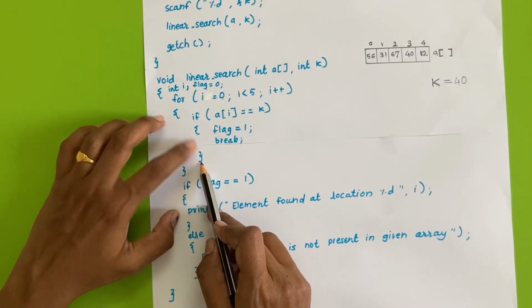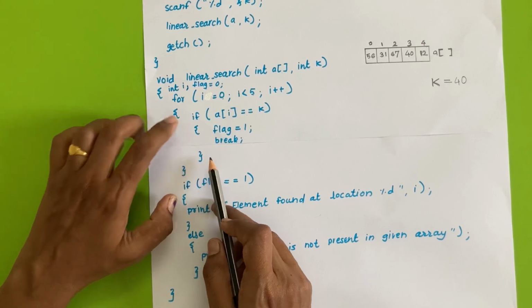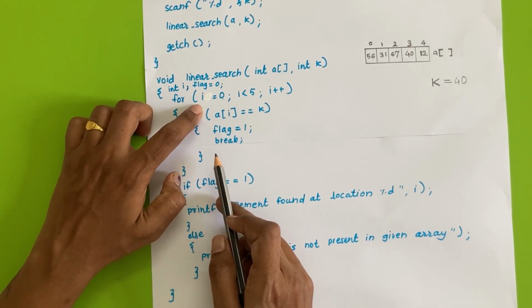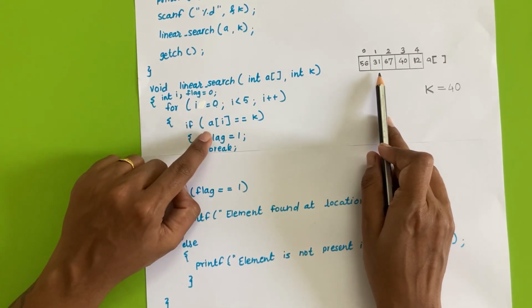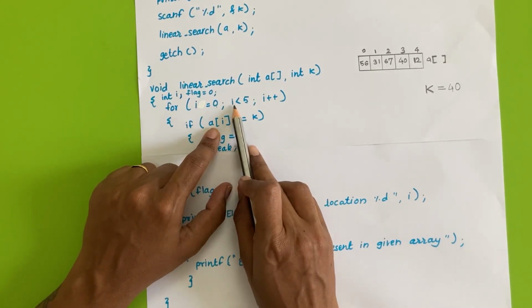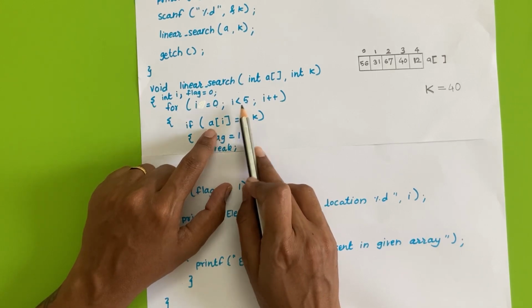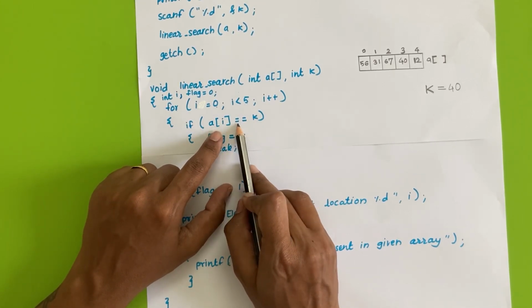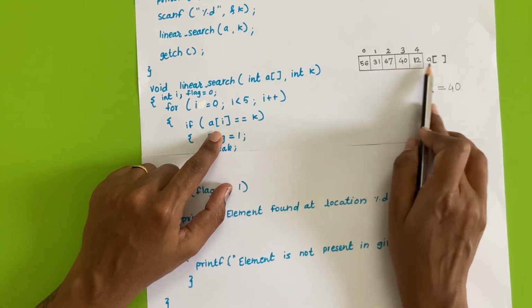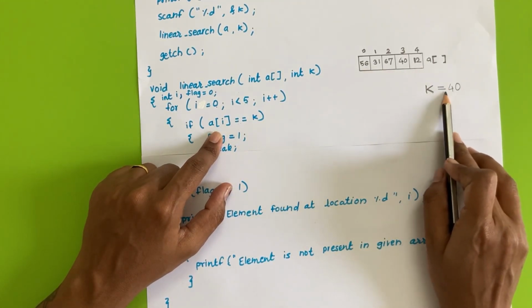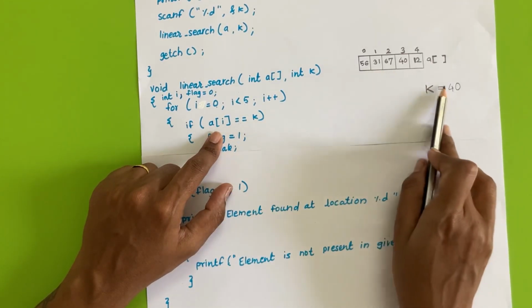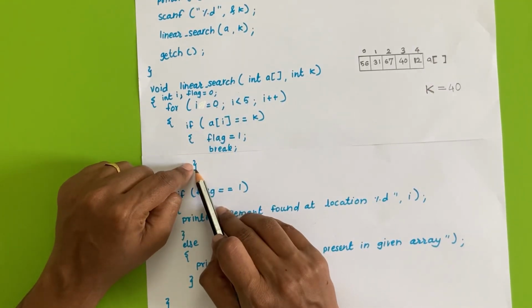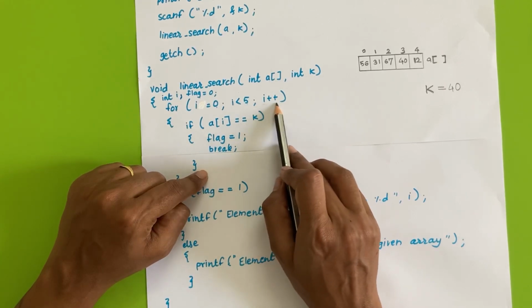So it comes out of this if condition, and now it will increment this I again. So now the value of I will be 1. Again it will move inside the loop, because I is less than 5, so it satisfies the condition. So A of 1 is compared with K. My value of A of 1 is 31 and the value of K is 40. So again this condition is not satisfied because these two values are not the same. Again it will come out of this if condition and increment the counter of I.